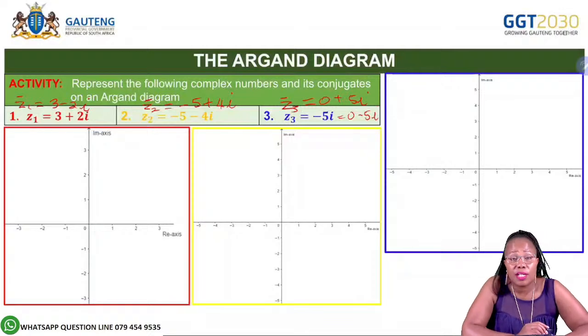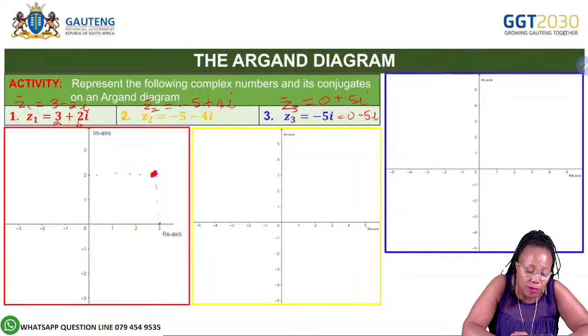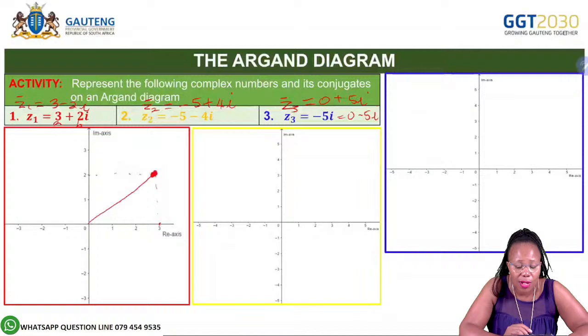So let's start with Z1. Z1 says 3 and 2. That means a is 3, and then b is 2. Imaginary 2, real 3. So we go real 3, we are here, and then we coordinate this with imaginary 2. That means at the point of intersection there, we will have a dot for the original Z1. So a line to that dot is our Z1.